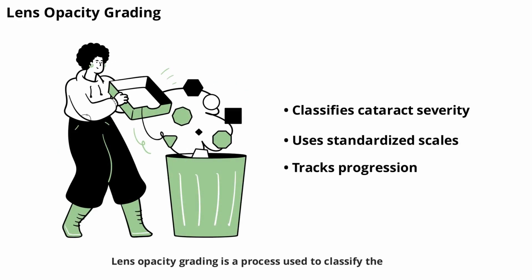Lens opacity grading is a process used to classify the severity of cataracts based on the degree of lens clouding. Eye care professionals use standardized scales and imaging techniques to assign a grade, which helps track progression and plan treatment. Accurate grading is essential for determining the best time for surgery and for monitoring changes over time. This test is a cornerstone of cataract evaluation.